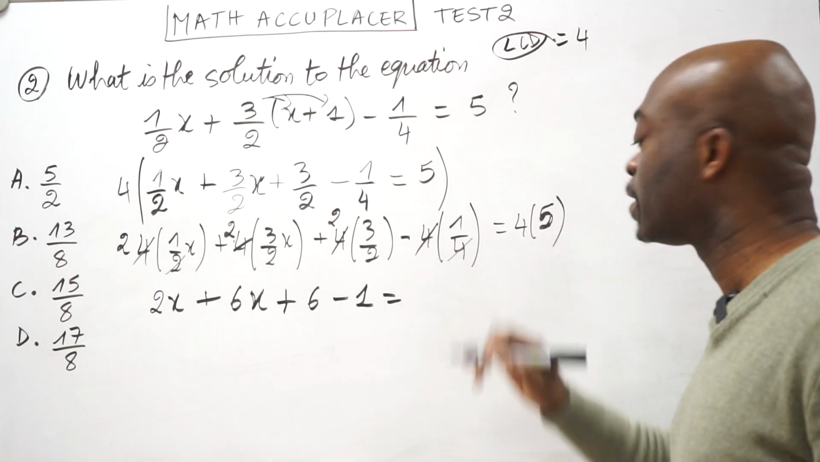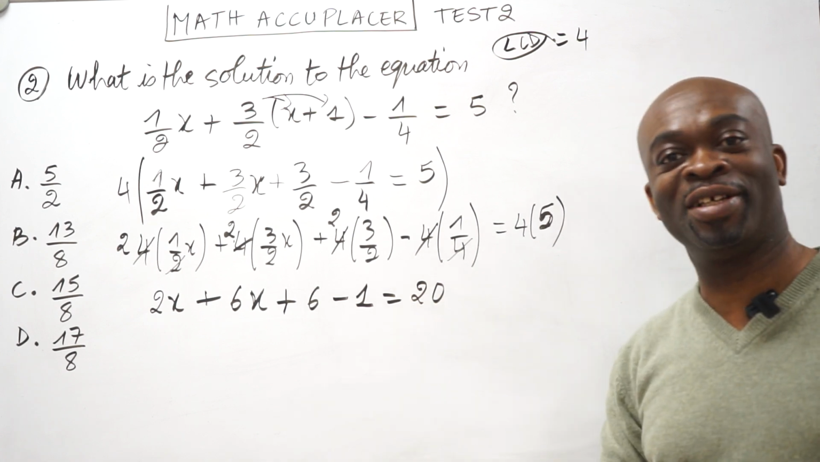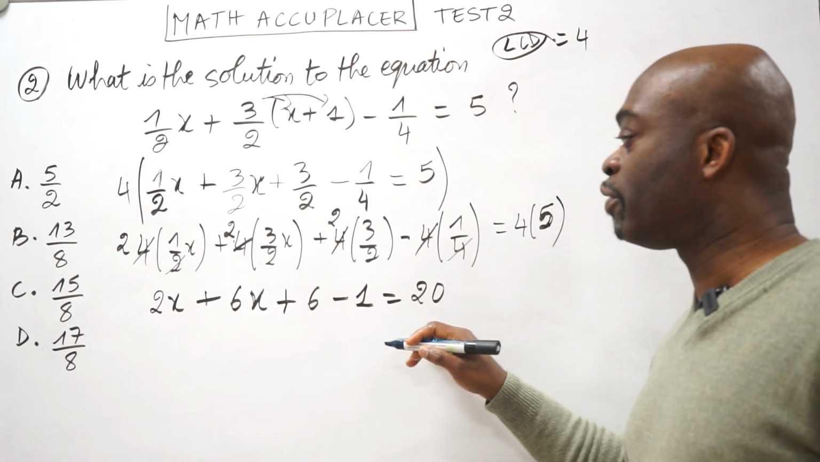And this is equal to 4, and then equals to what? 4 times 5, which is 20. You guys good? All right, we're loving it. Okay, so now we have this equation here. We're just breaking it down.